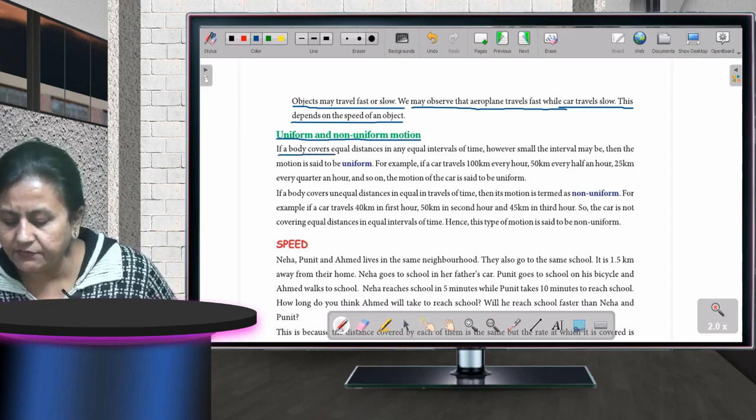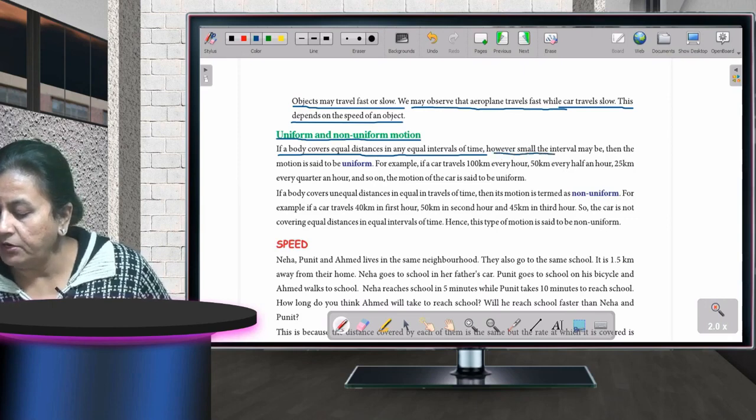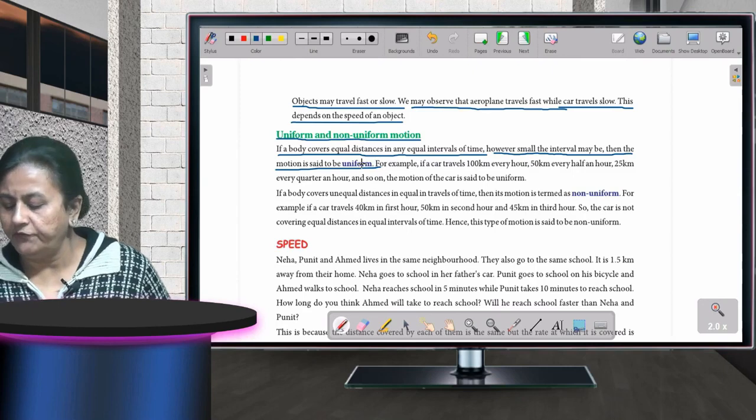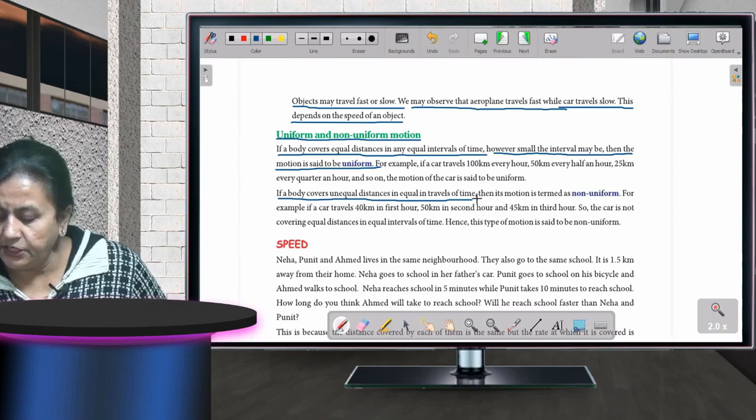If a body covers equal distances in equal intervals of time, however small the interval may be, then the motion is said to be uniform. If a body covers unequal distances in equal intervals of time, then this is called non-uniform motion.